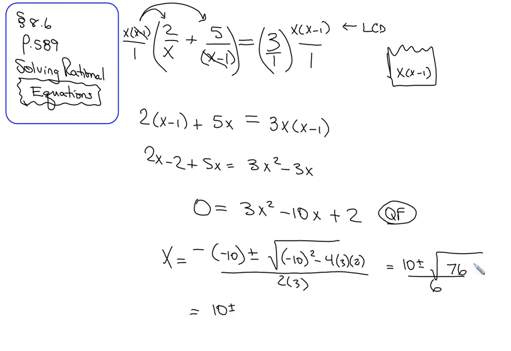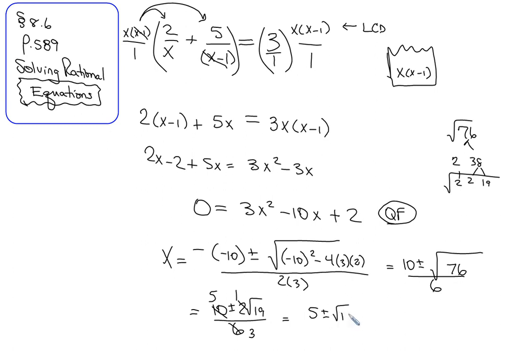That's 10 plus or minus the square root of 76. That breaks down into 2 times 38, which is 2 and 19. So what can I pull out of there? There are 2, so this is 2 square root of 19 over 6. Can I simplify anything? Yeah, 2 goes, remember, it has to go into all 3 of those or you can't cancel it all. And so this is going to be 5 plus or minus the square root of 19 over 3. Questions about that?